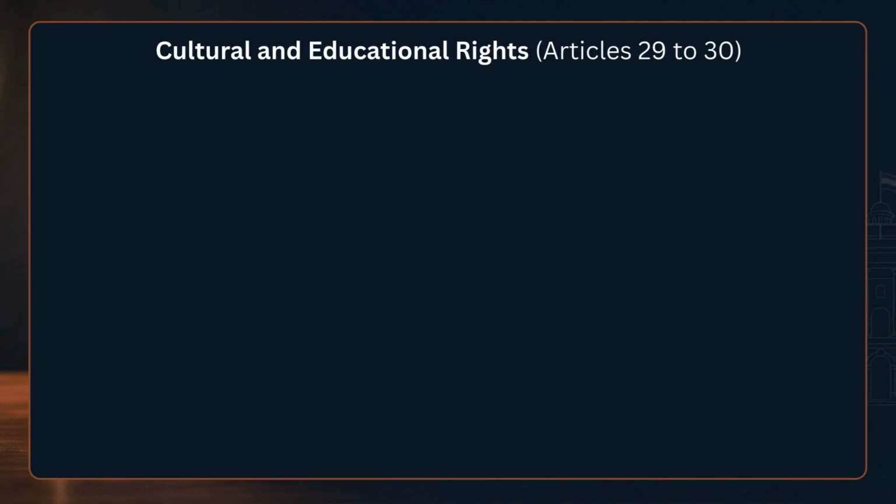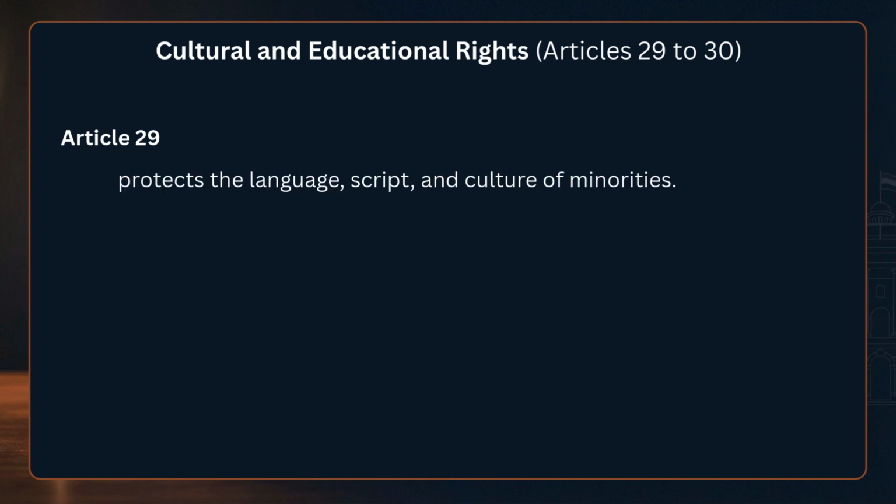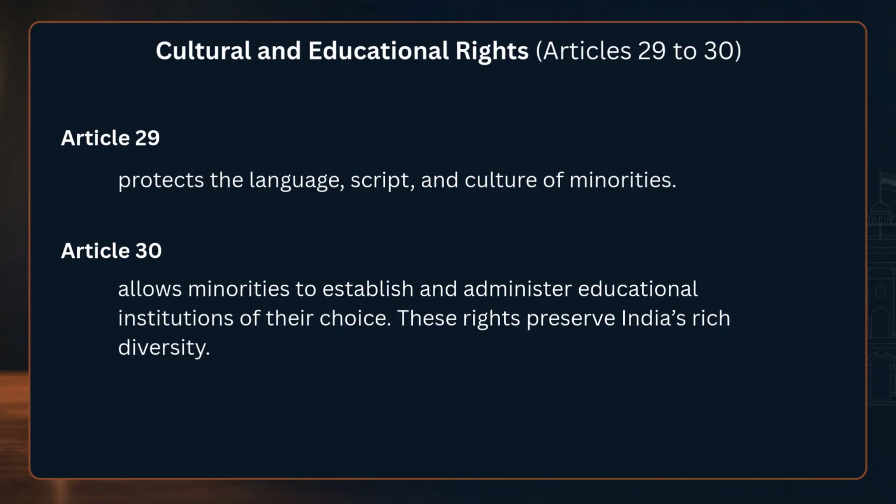The fifth category is cultural and educational rights under Articles 29 and 30. Article 29 protects the language, script, and culture of minorities. Article 30 allows minorities to establish and administer educational institutions of their choice. These rights preserve India's rich diversity.